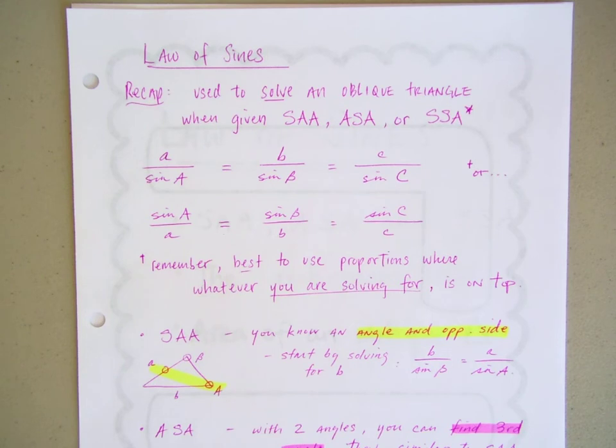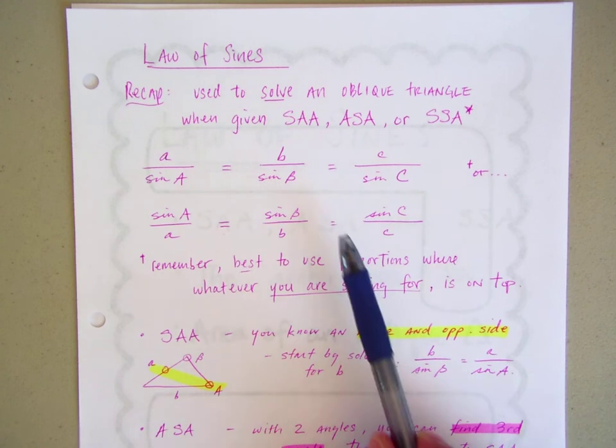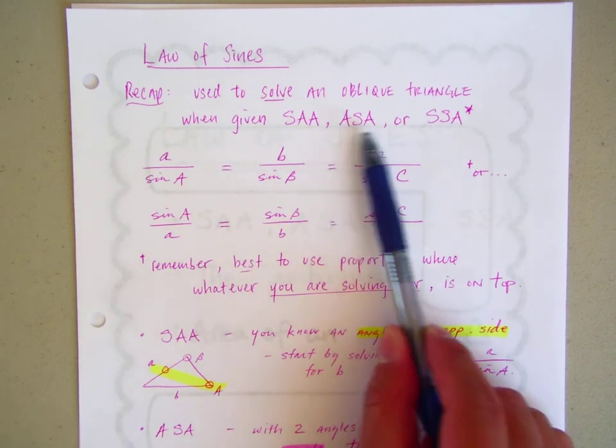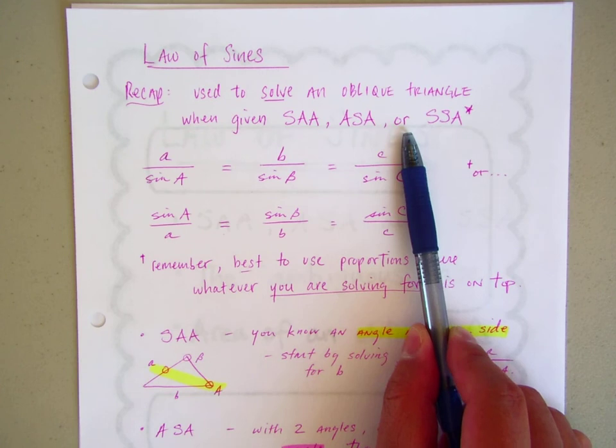Now, the law of sines doesn't work on all oblique triangles. We use it when we're given side-angle-angle or angle-side-angle, and there's also going to be the side-side-angle special case. Here's your law of sines.